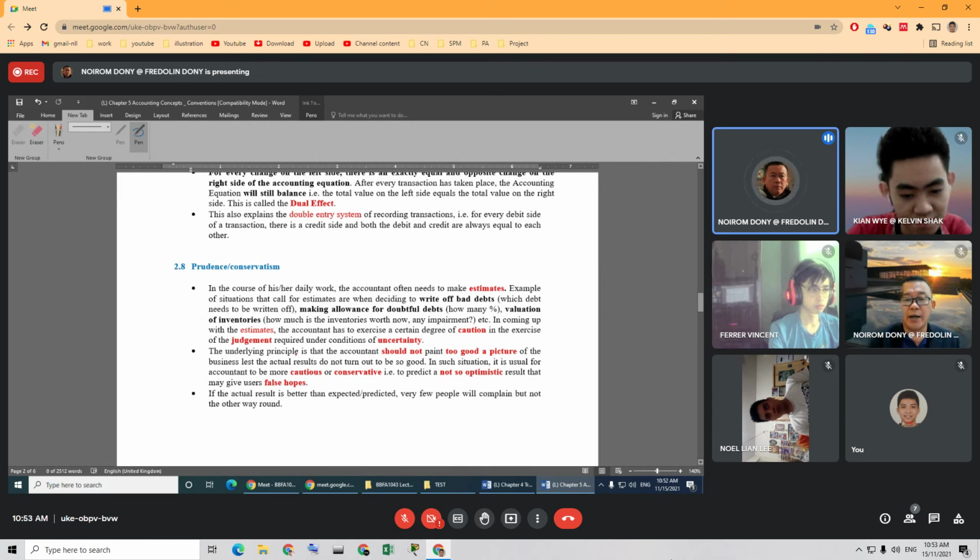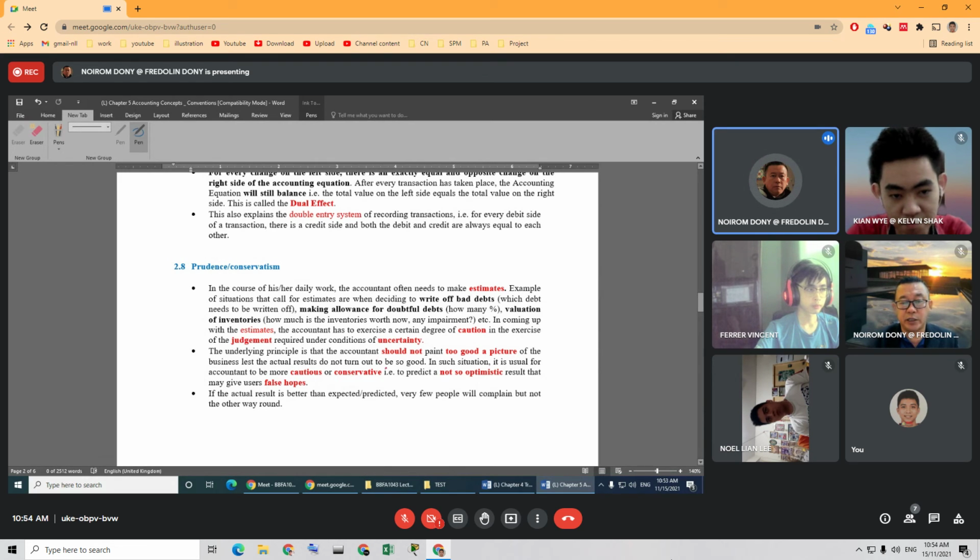So the underlying principle is that the accountant should not paint too good a picture of the business, lest the actual result does not turn out to be so good. In such a situation, it is usual for the accountant to be more conscious and conservative, not so optimistic, with results that may give users false hope.